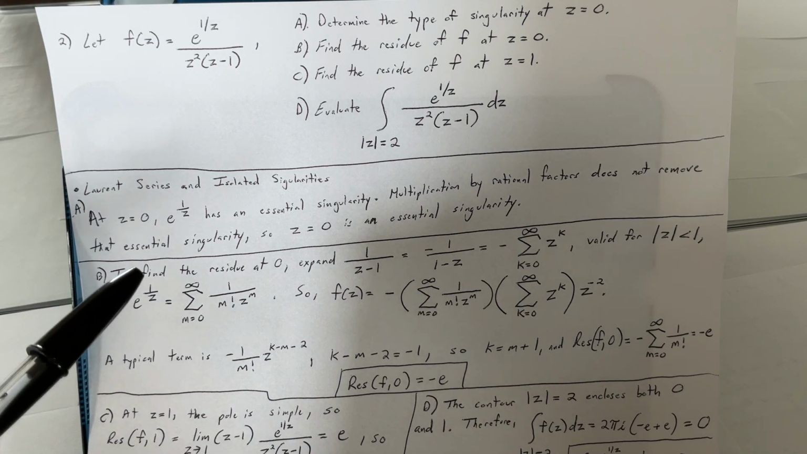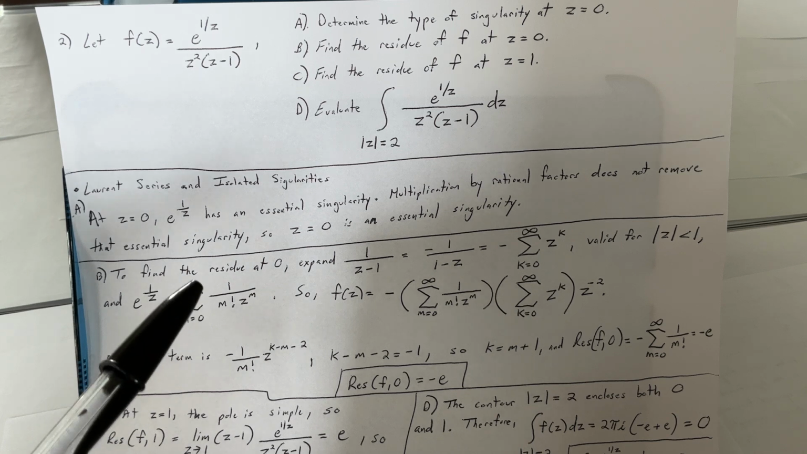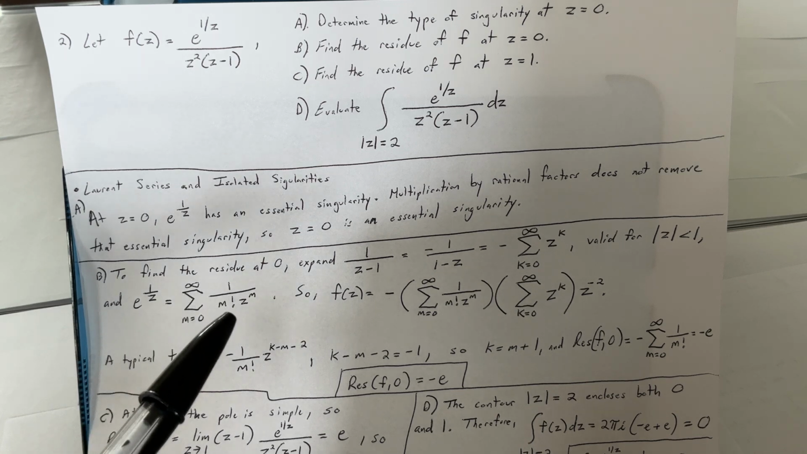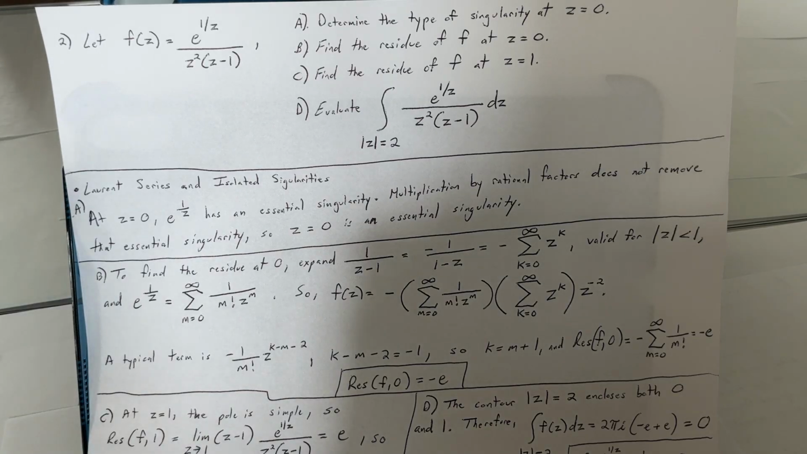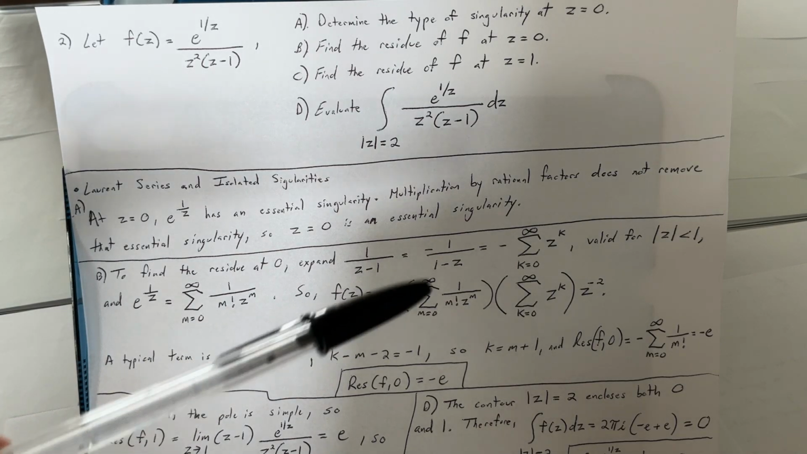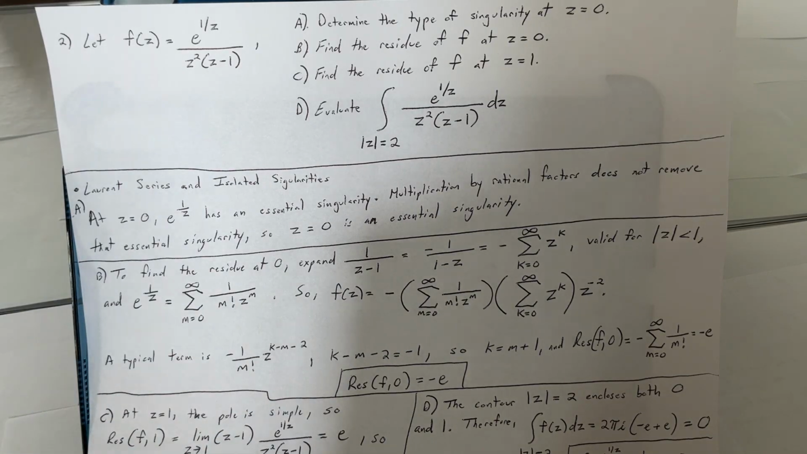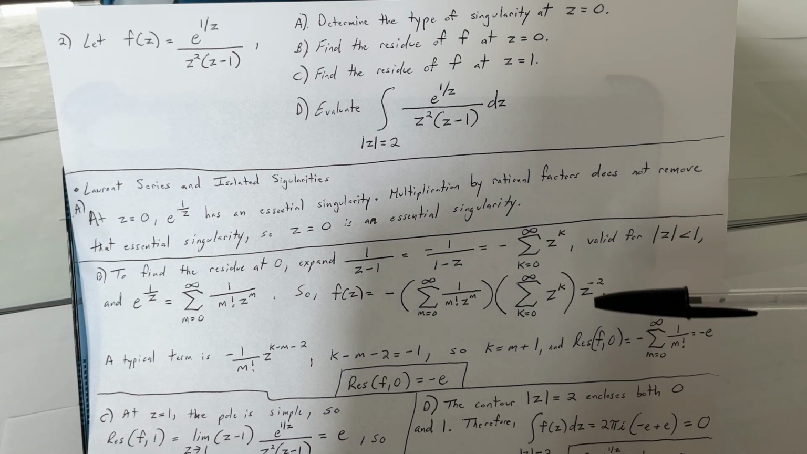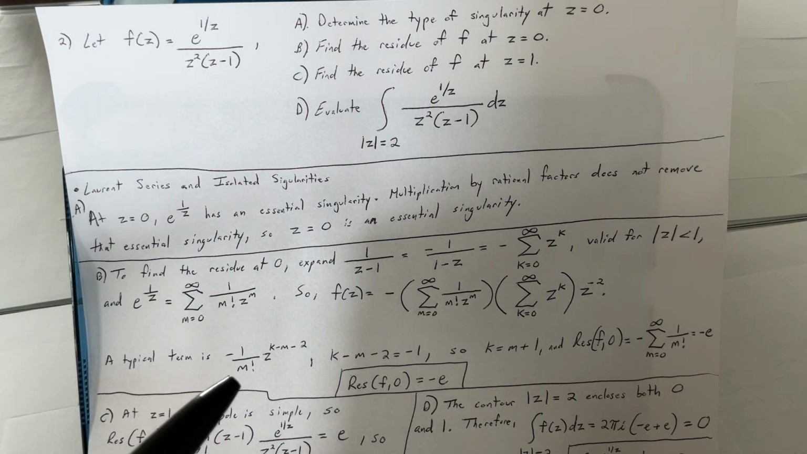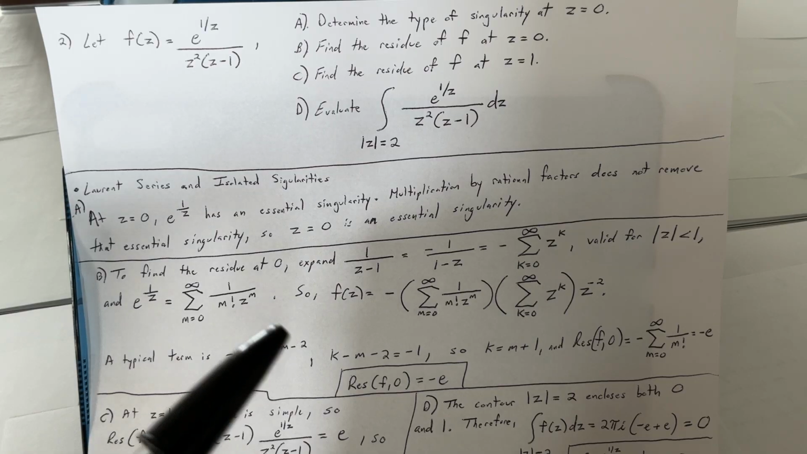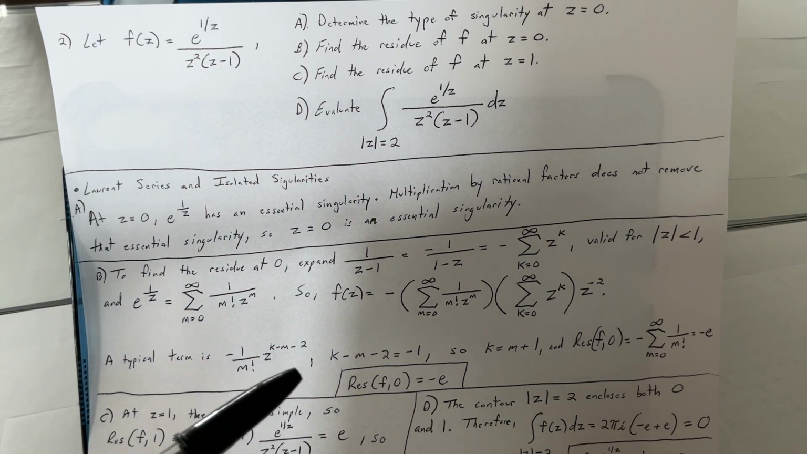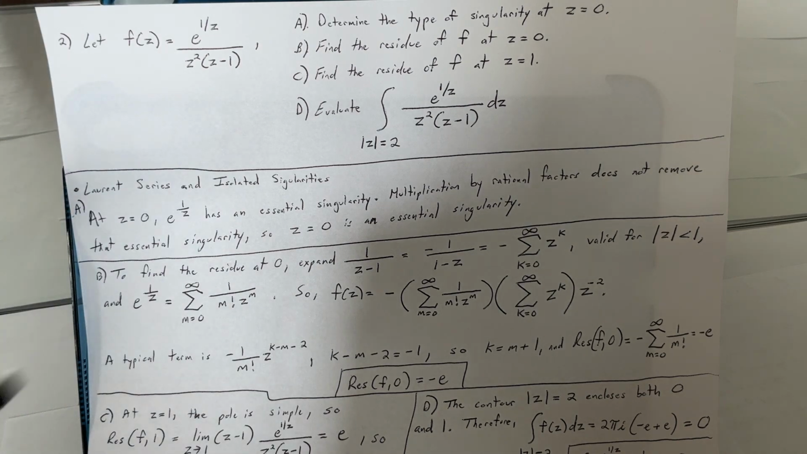And e to the 1 over z equals the sum from m equals 0 to infinity of 1 over m factorial z to the m. So f of z equals negative the sum from m equals 0 to infinity of 1 over m factorial z to the m, times the sum from k equals 0 to infinity of z to the k, times z to the negative 2. So a typical term is going to be negative 1 over m factorial times z to the k minus m minus 2. And k minus m minus 2 equals negative 1, so k is going to equal m plus 1.